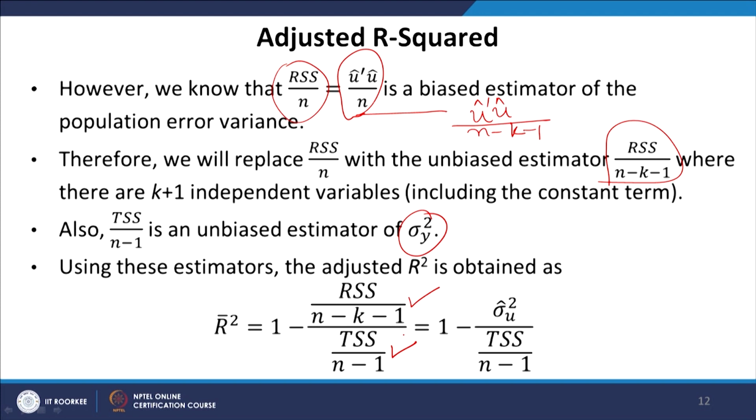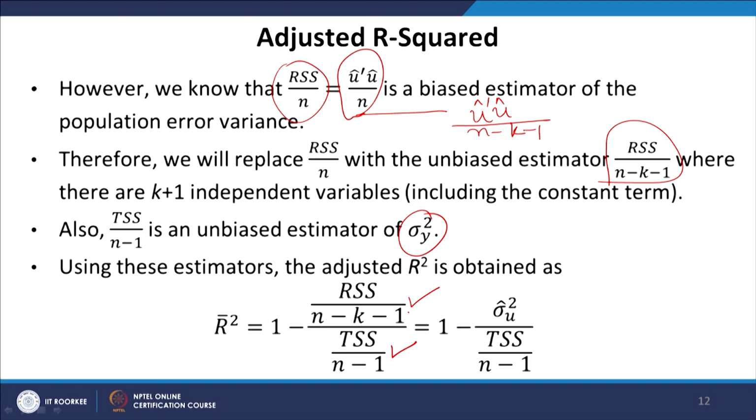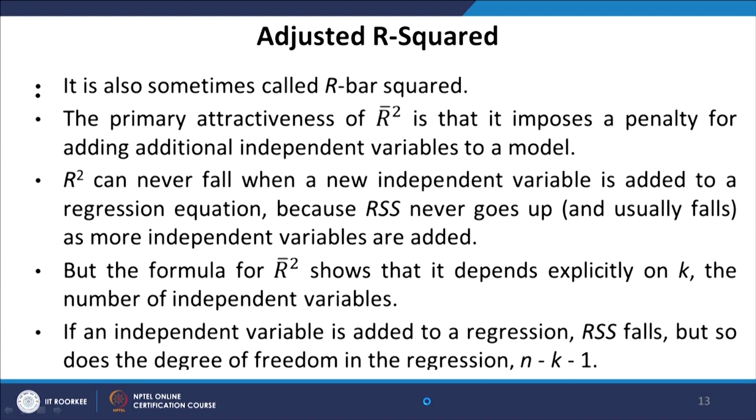Simply, what we had for the R square, these expressions are now replaced with unbiased estimators, which are basically sample estimates adjusted for degrees of freedom. So, this is our residual variance, sigma hat square u, divided by TSS upon n minus 1. The entire thing subtracted from 1 gives us the adjusted R square. Adjusted R square is also sometimes called R bar squared.